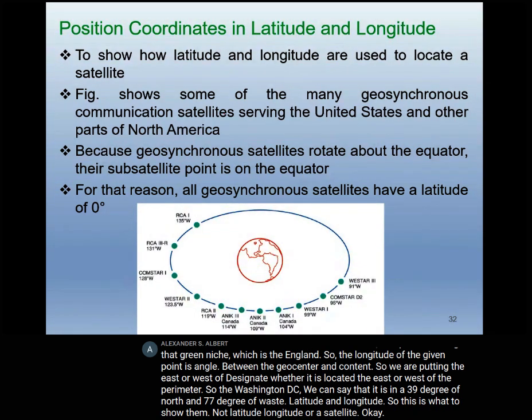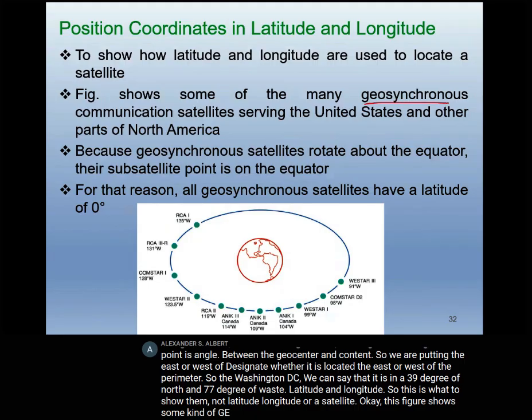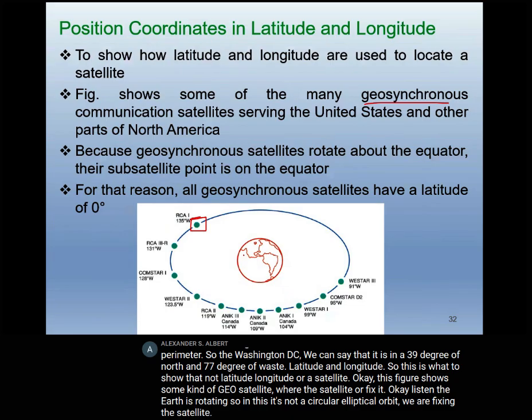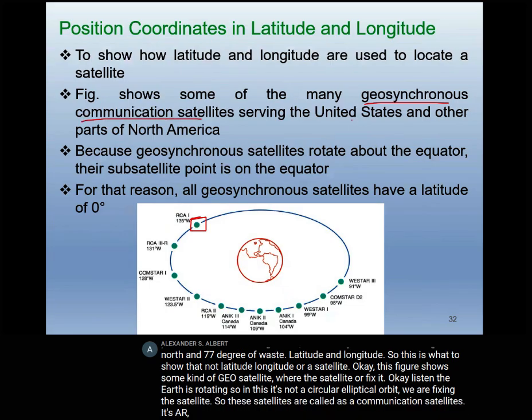So this is how we show the latitude and longitude for a satellite. This figure shows a geosatellite where the satellites are fixed. The Earth is rotating. It's not a circular orbit, it's an elliptical orbit. We are fixing the satellite. These satellites are called communication satellites. They serve the United States and some countries in North America.